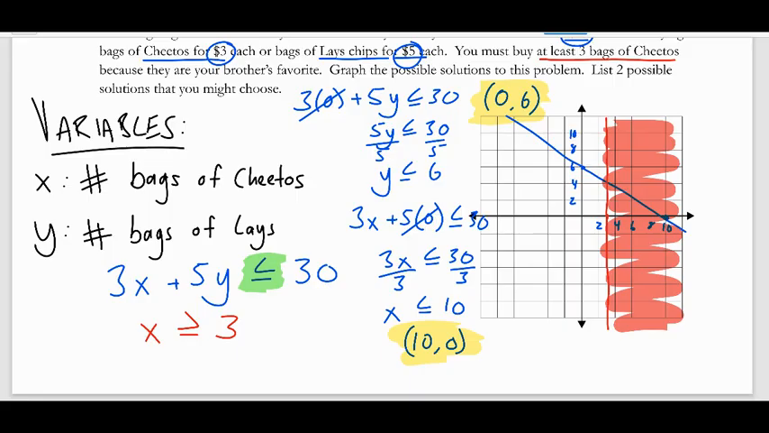For the blue equation, it looks like it's saying y is less than 30, which means if it's less than, it's going to be underneath. So underneath the blue line. So anything in this area for that equation is a possible solution.